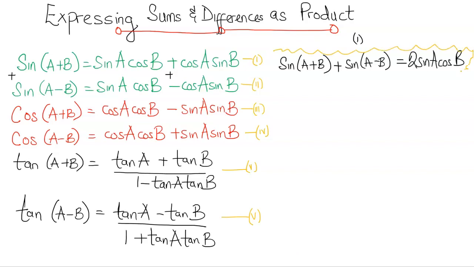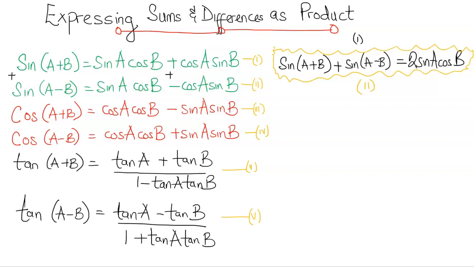2 sine A cos B is equal to sine (A plus B) plus sine (A minus B). And we found this by adding equations 1 and 2. We can do the same for equations 3 and 4.